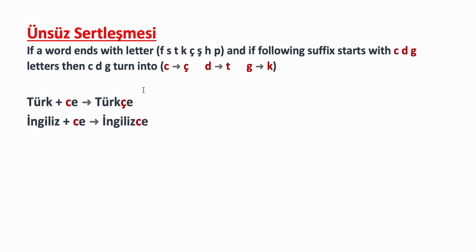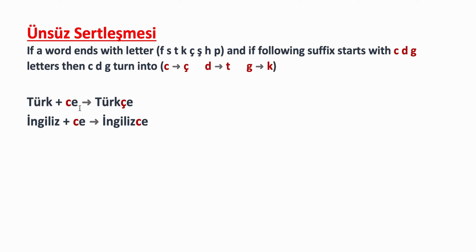Ünsüz sertleşmesi, consonant hardening. There are harmonies for consonants as well. If a word ends with one of f, s, t, k, ç, ş, h, p, hard consonants, and if the following suffix starts with c, d, g letters, then they turn into their hard ways: C, ç; d, t; g, k.